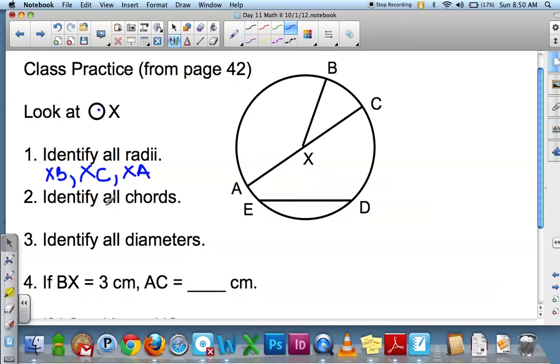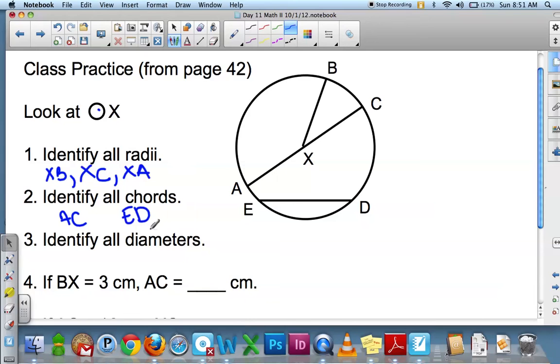A chord. What's a chord? Well, a chord is a segment whose endpoints are somewhere on the circle. So AC is one of them, and then ED. Now you could have written these as DE and CA, so if you have that, you're also correct. The radius, you always have to start with the center and go out.